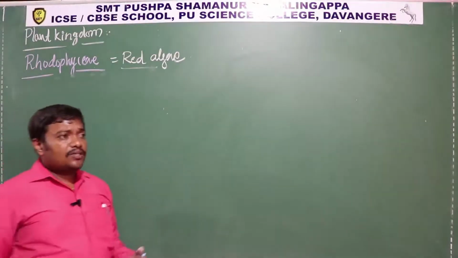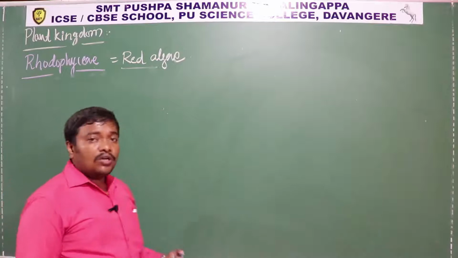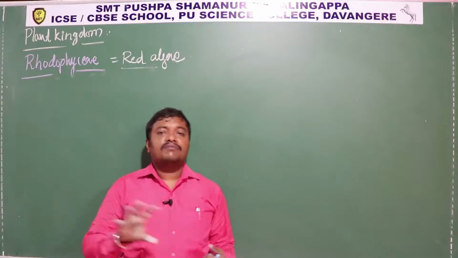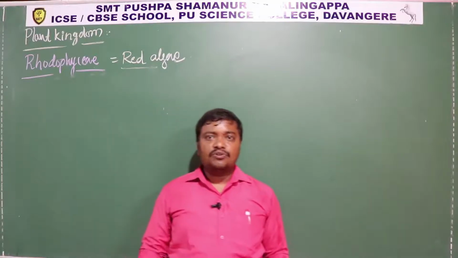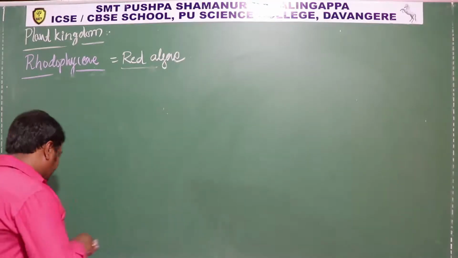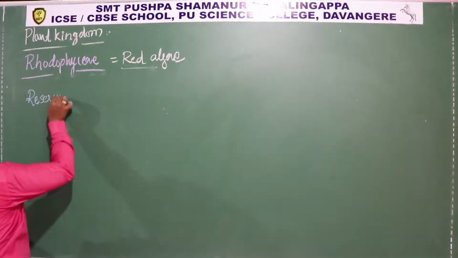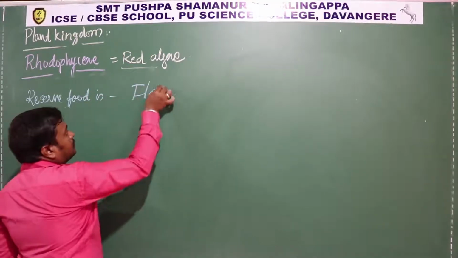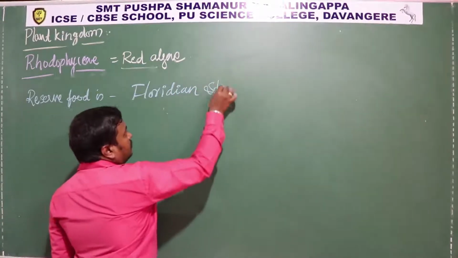These red algae store the reserve food material in different forms. If you recall, chlorophyce members have the reserve food material as starch. So they store the starch within a structure called a pyrenoid. In the same way, phaeophyce members, that is brown algae, store the reserve food material in the form of laminarin and mannitol. Okay, but here in these red algae, the reserve food material is different. The reserve food is Floridian starch.